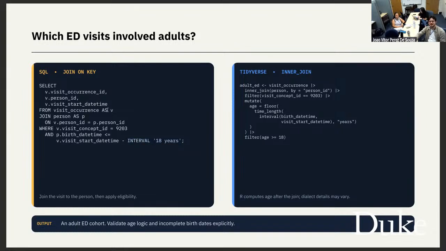The way in SQL you can create aliases for your table. You can rename them to make it easier. So you see how I say visit occurrence as V and then person as P. So then I can easily distinguish the variables between each table. Otherwise, if you have the variable age in table 1 and age in table 2, you're gonna get an error because they have the same name.